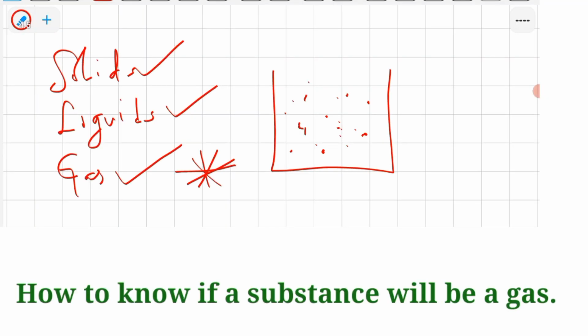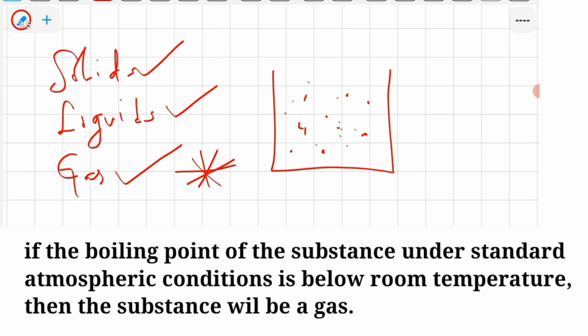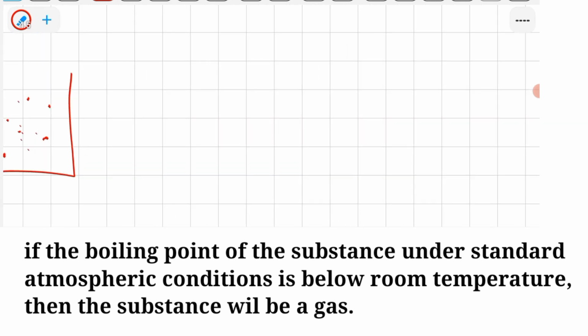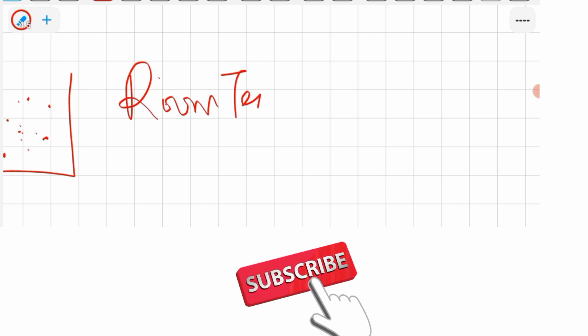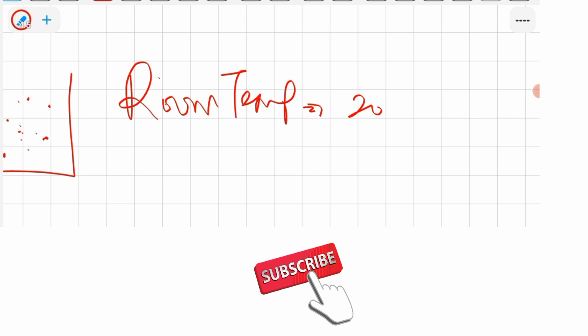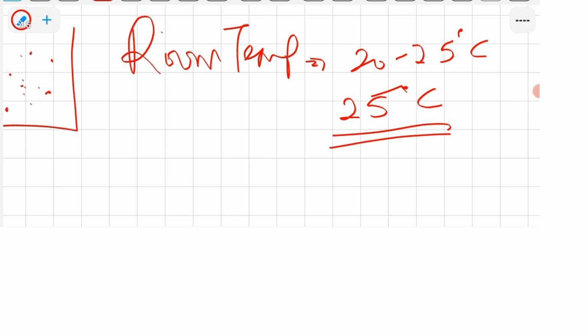Now, how do you know if a substance is a gas? It's a simple test that you can always apply. If the normal boiling point, as in under normal atmospheric conditions, the boiling point of that substance is below room temperature, then that substance will be a gas. Room temperature is from 20 to 25 degrees C, but basically, in most chemistry questions, just take it as 25 degrees C. So if the boiling point of that substance under consideration is lower than 25 degrees C, the substance will be in the form of a gas.